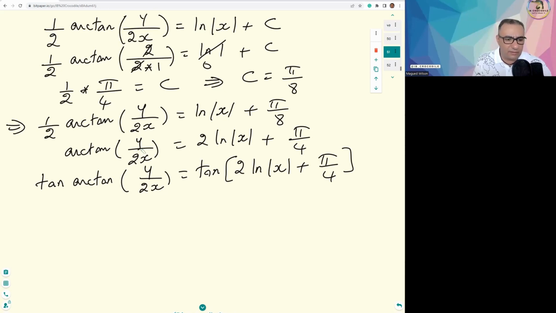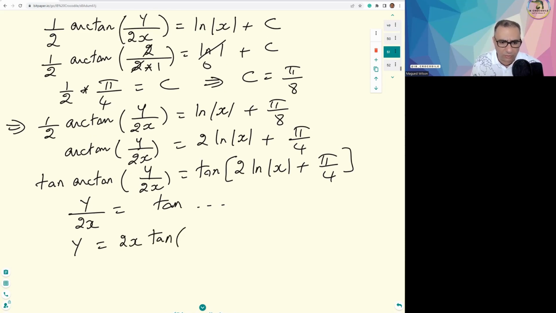So tan arctan is basically whatever is left. So y over 2x is tan of this term here. So the particular solution y is equal to 2x multiplied by tan of 2 ln x plus pi over 4. Okay, so we are done. So this is the solution of the differential equation.